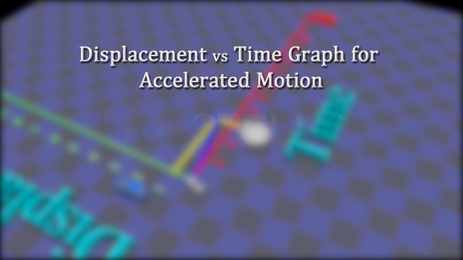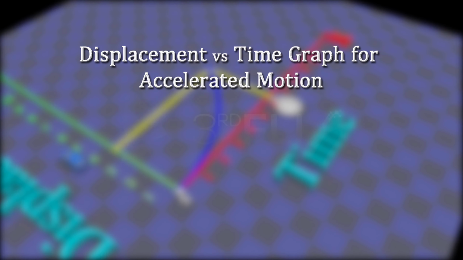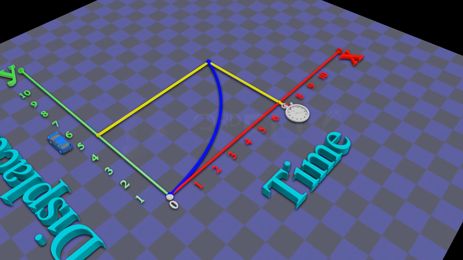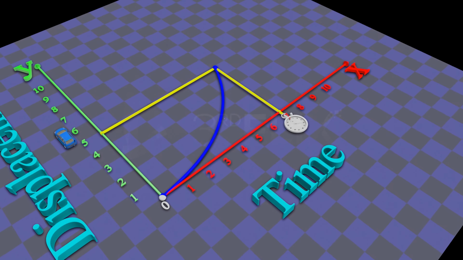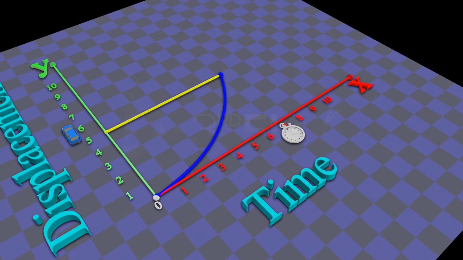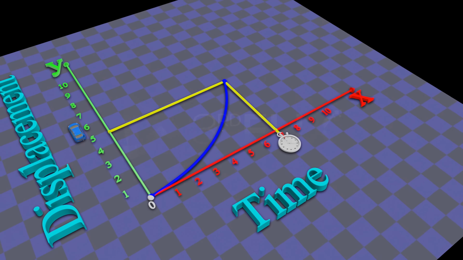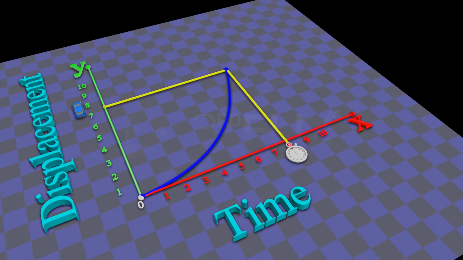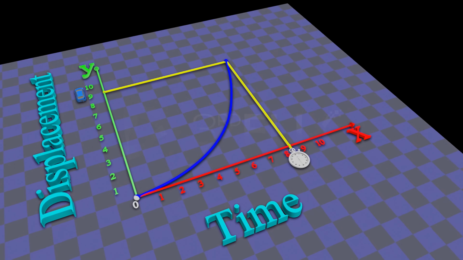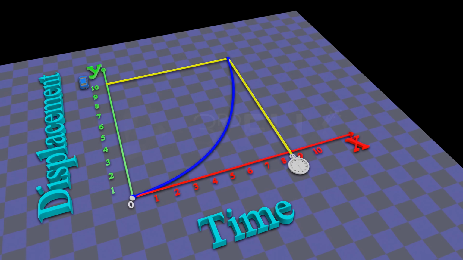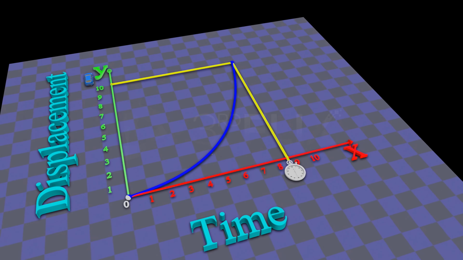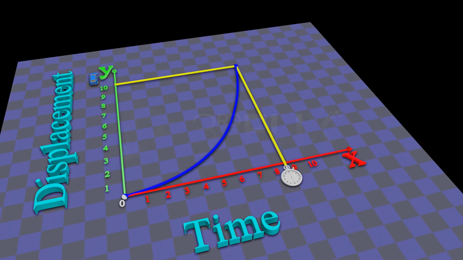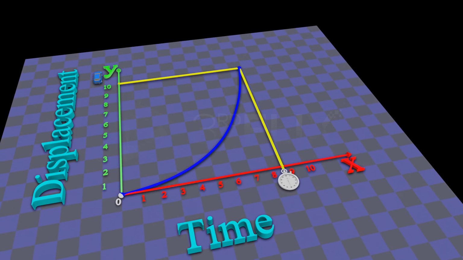Let us look at the displacement time graph for accelerated motion. If the object is moving with an increasing velocity, the distance it covers in successive equal intervals of time increases constantly. As a result, the displacement versus time graph is not a straight line. It is a non-linear variation of distance traveled by the object with time.